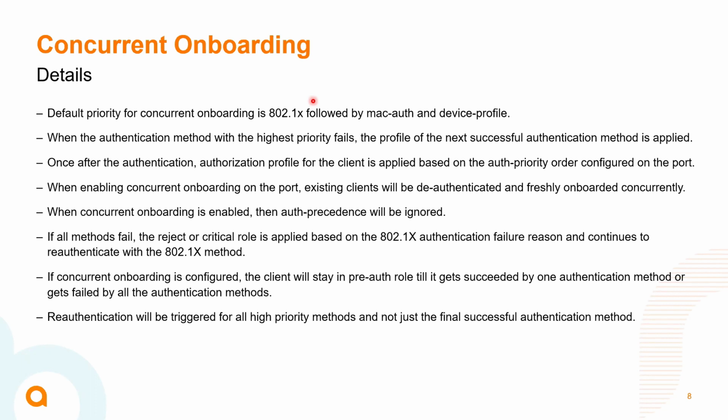The one thing you have to note is that whether it is a reject or a critical role that gets applied to the client, the client will continue to re-authenticate using the .1x request. If all the methods fail, that means it first attempts .1x, that also fails for some reason, then the same client will try to authenticate using the MAC auth. If that also fails, whatever reauth period you have configured, or with the default reauth period, even though the client is in the reject role or in the critical role, it will keep trying re-authentication using the .1x method.